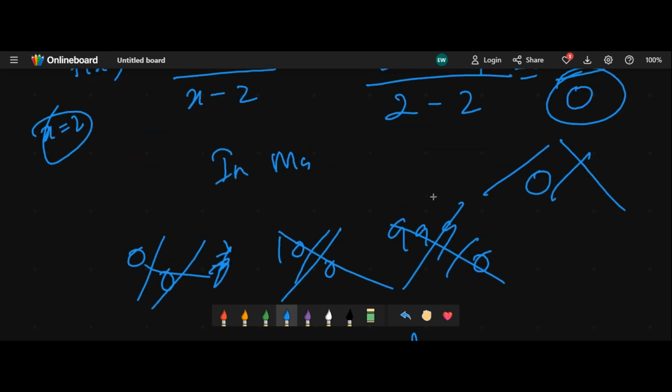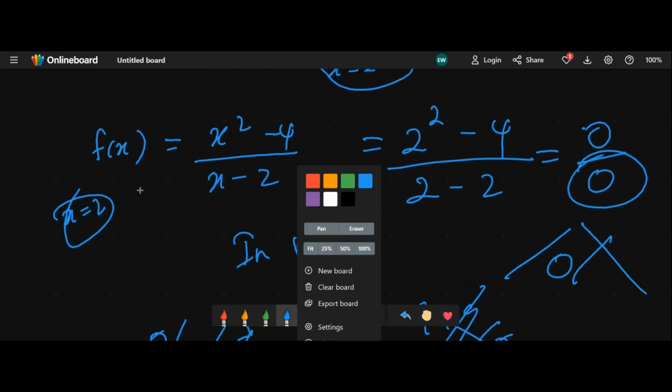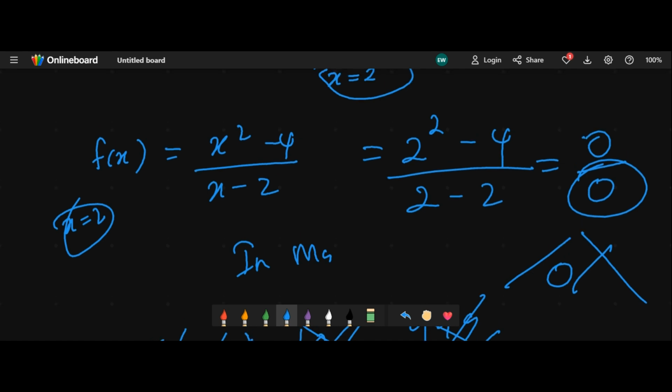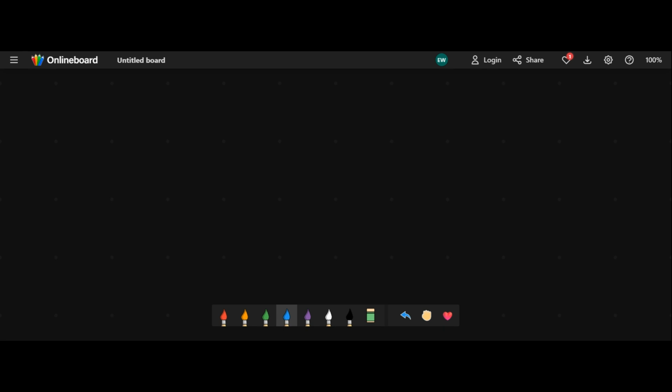So this is the problem. When you substitute 2, you can't get the answer. Basically, at that particular point, when x is equal to 2, this function doesn't exist. It's like getting a crash. But we want to know where the graph was going towards. We need to know that. So this is where the limit is very important. I will show you how to find that.